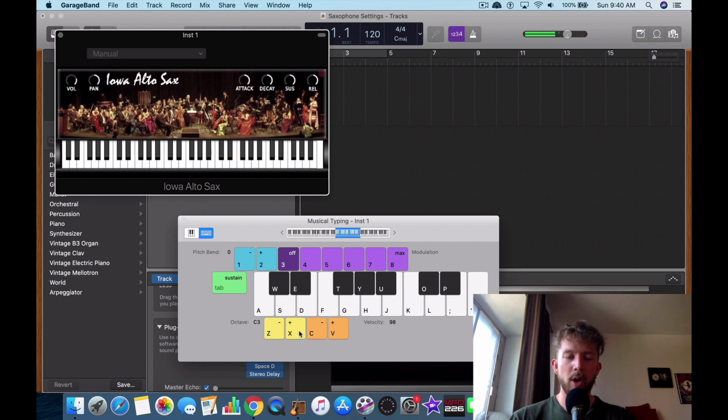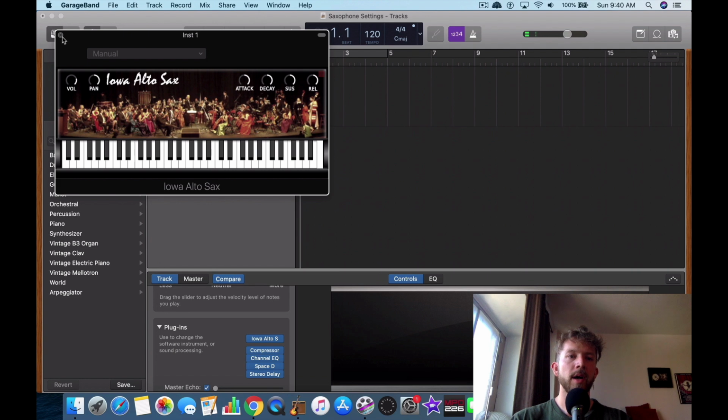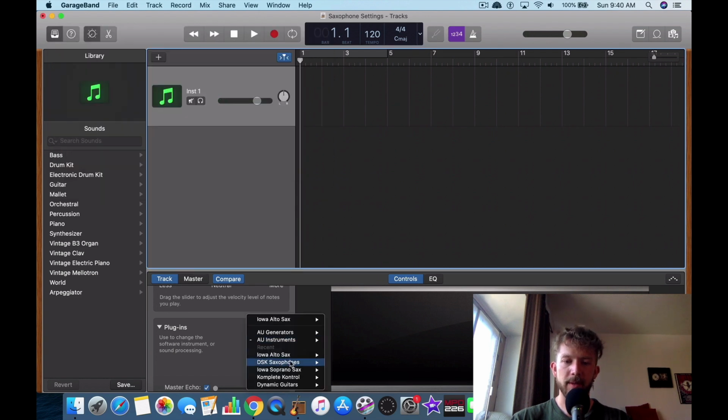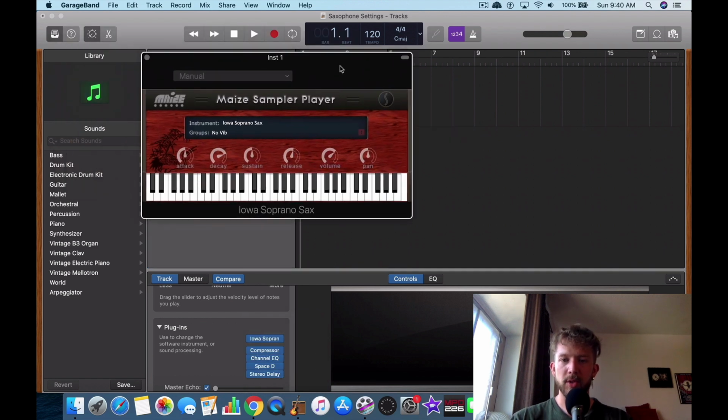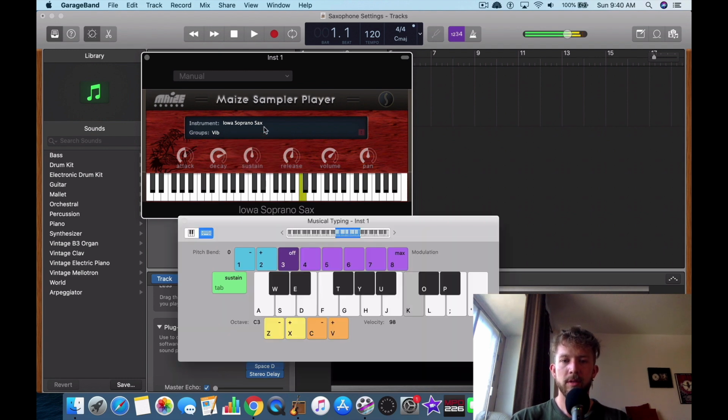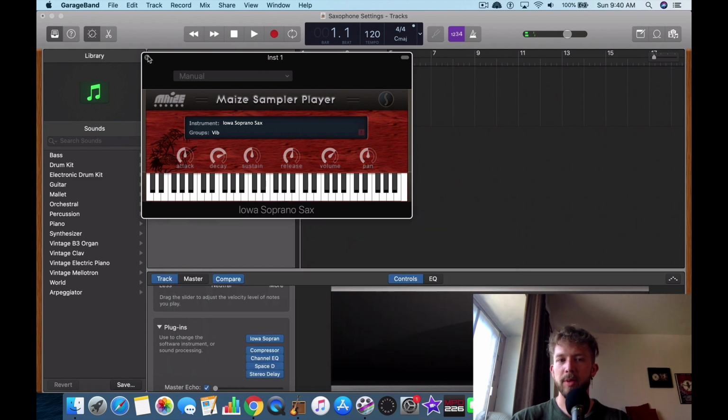So yeah, that's the Iowa one. It definitely sounds different. It sounds the best in the C3 range. When you go above or below that, it doesn't sound so good anymore. And then you also have the, which one is it? The soprano sax, I believe. This one's a little cooler just because you can adjust the amount of vibrato on it too. And then all the settings are the same on it like the other ones. But anyway, these are the Saxophone plugins.